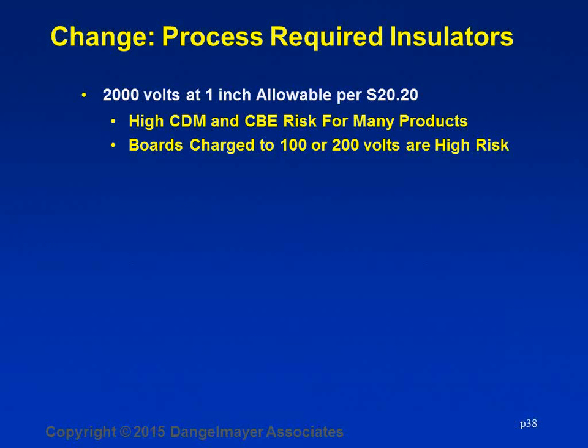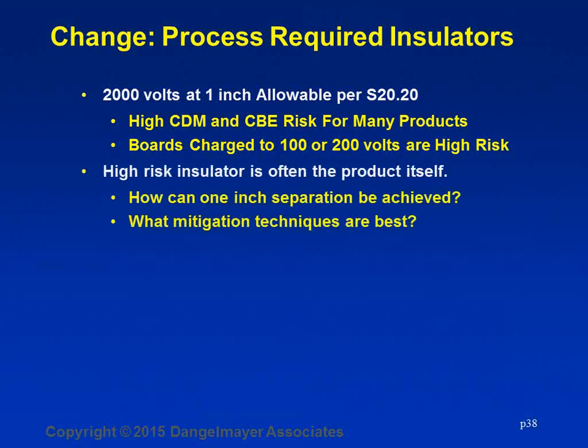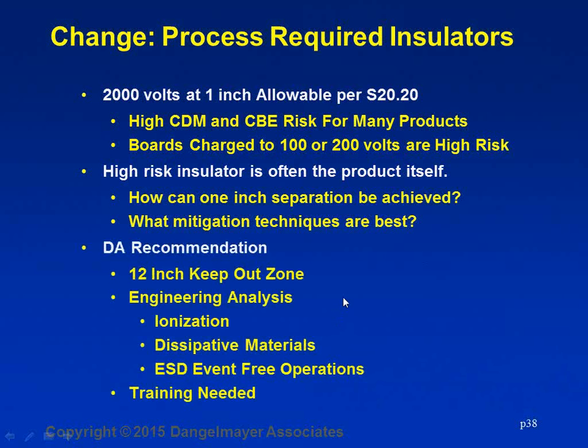Next slide. So 2,000 volts per inch at 1 inch is allowable in the 2020 standard, and that's a high CDM and CBE risk for many products. And we know that boards charged to as little as 100 volts may still be at high risk. So distance alone is not a good strategy. In addition, that high-risk insulator is often part of the product itself, and you can't get a 1 inch separation of the device from itself. So the question becomes what mitigation techniques are best? And basically what we recommend is that you maintain that 12 inch keep out zone for process essential insulators. Forget about the additional requirements at 1 inch. Keep any process essential insulator 12 inches away from the sensitive devices.